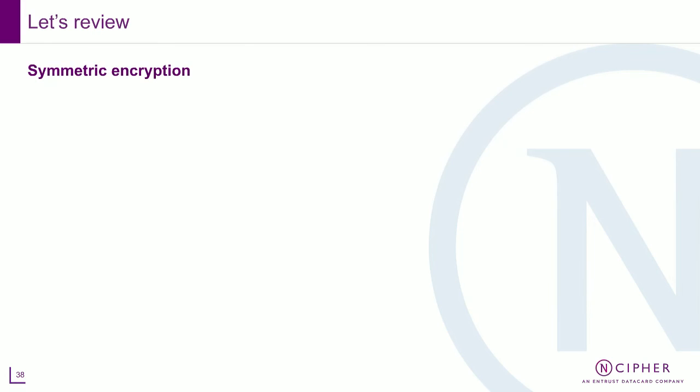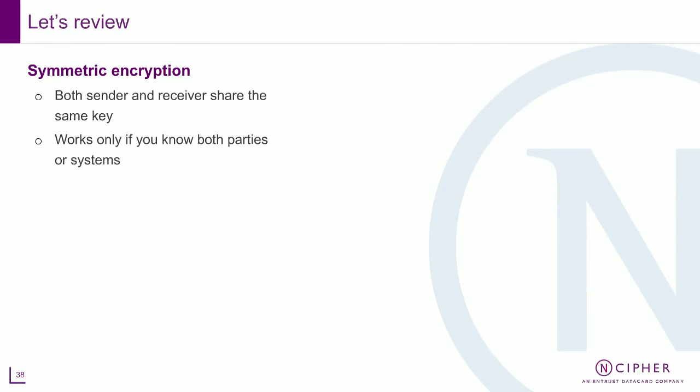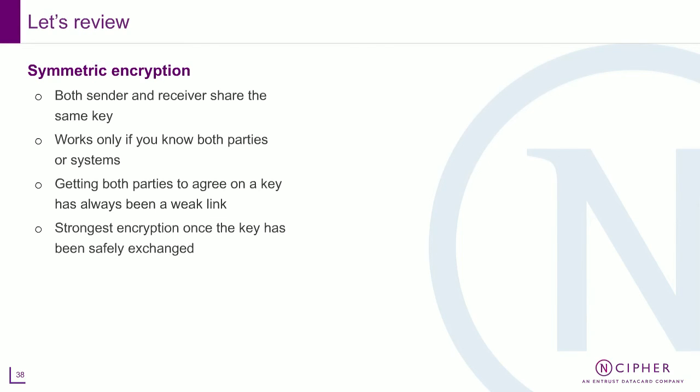So let's review. Symmetric encryption: the same key is used to encrypt as is used to decrypt the data. It works only if you know the parties or systems. Getting both parties to agree on a key has always been the weakest link. And this is the strongest encryption once the key has been safely exchanged, and it is faster than asymmetric encryption.